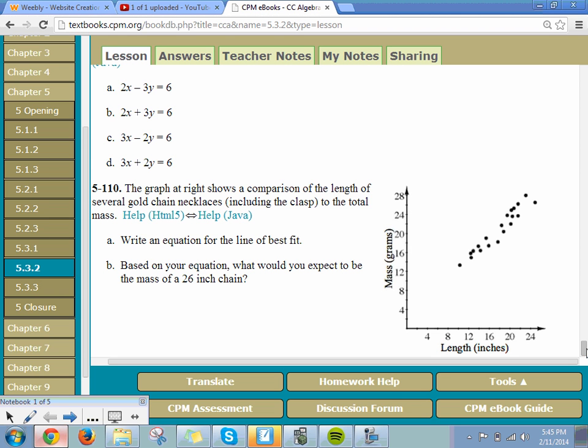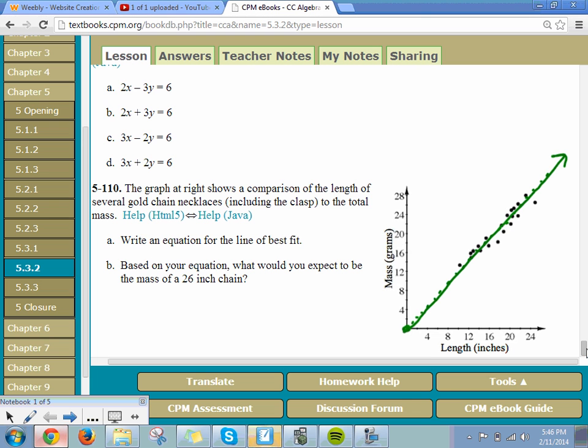So with this one, we just got some random points, but we do see that we've got some type of linear relationship. We should know that it should be going through 0, 0, because if you do not have a chain, it should not have any mass. So we're really looking for, well, what can we connect through 0, 0? What kind of points look like they'll go through and be a best line of fit?